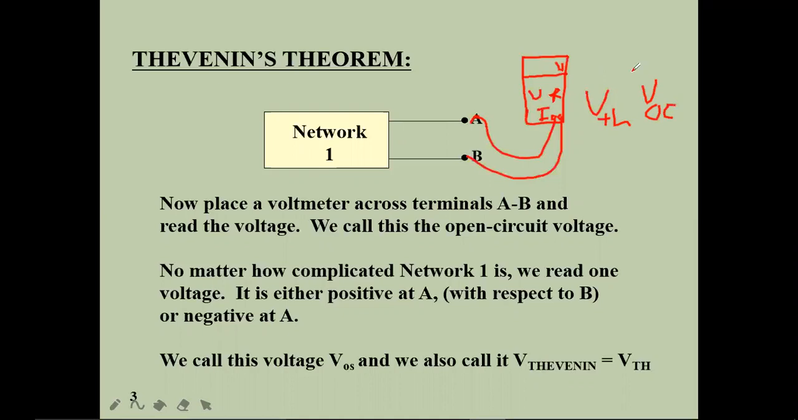This is VOC, VTH or VOC, both are the same. No matter how complicated network one is, we read one voltage. So this word is very important. How complicated it is doesn't matter. You can read only one voltage across these A and B terminals. We read only one voltage. It is either positive A with respect to B or negative A with respect to B.